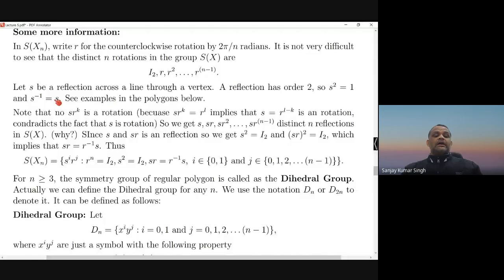Now let s be a reflection across a line through a vertex, some one vertex you fix.